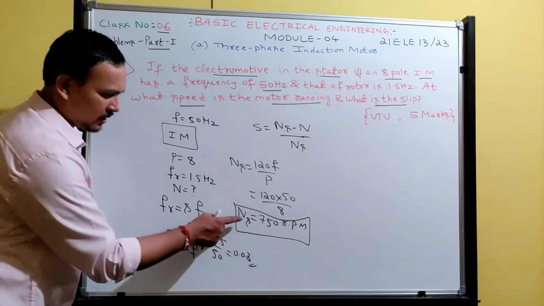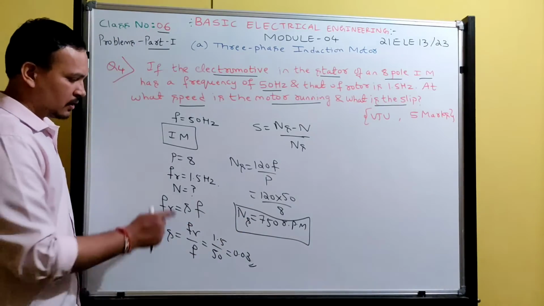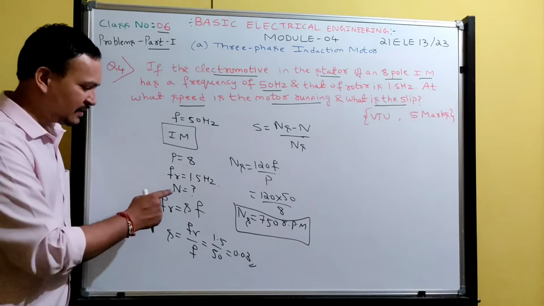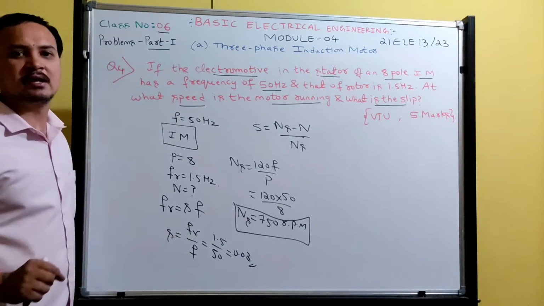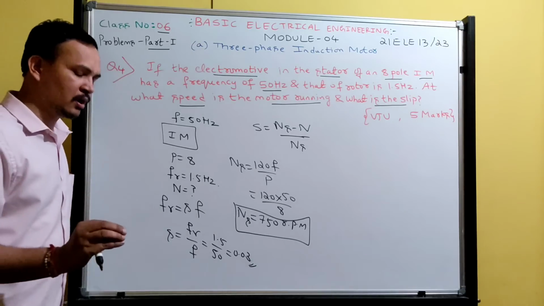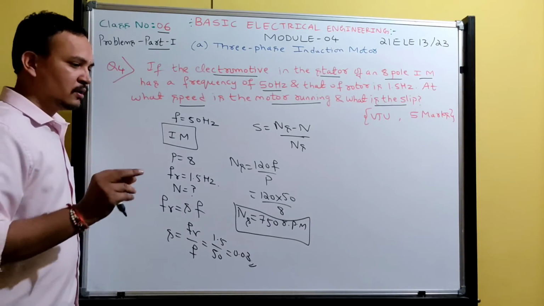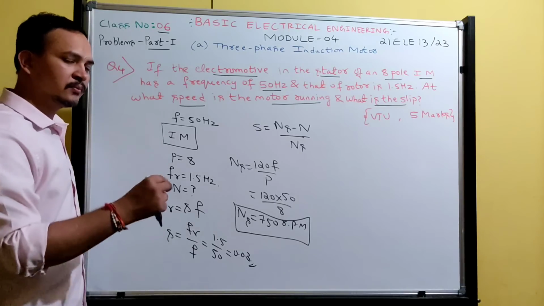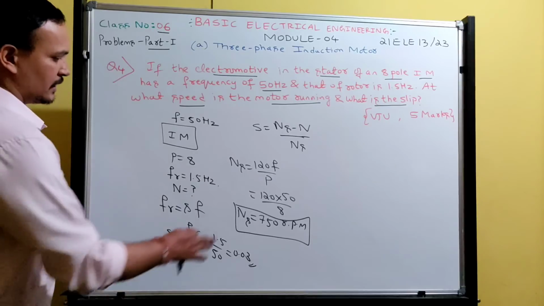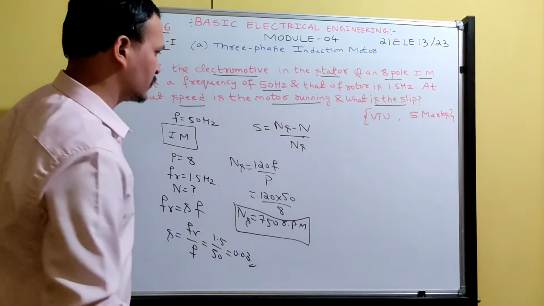See, if I got Ns as 750, then for it to be an induction motor, N should be lesser than Ns. Then only it is an induction motor. That is the condition. Every problem sticks to that condition. If you know that condition, you can write some theoretical concepts also, if needed. Ns should be more than N. It is called an induction motor.